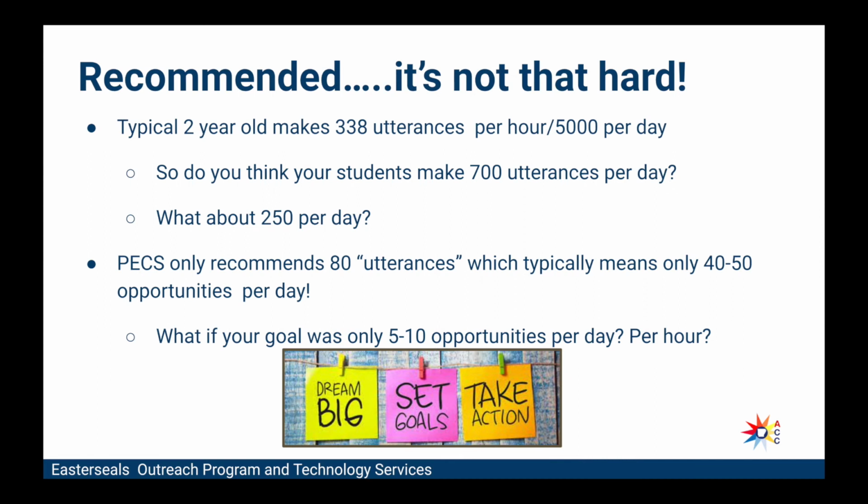A typical 2-year-old makes 330 utterances per hour. That's about 5,000 per day. Do you think your students make 700 utterances per day? Some do, some don't. What about 250 per day? PECS only recommends 80 utterances, which typically means only 40 to 50 opportunities per day. What if your goal was only 5 to 10 opportunities per day, or maybe per hour? How would that look?